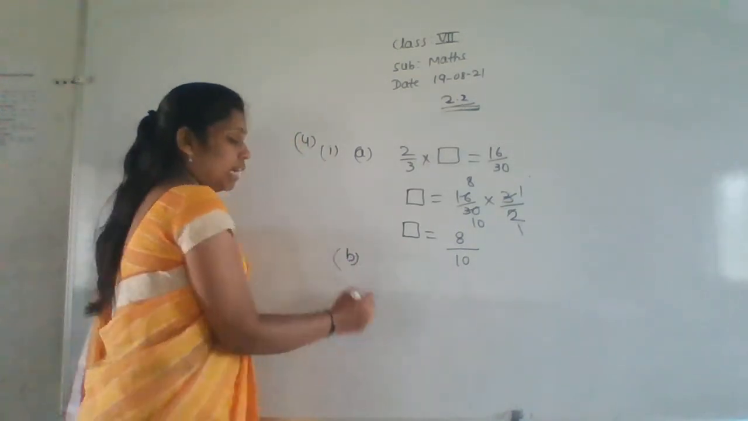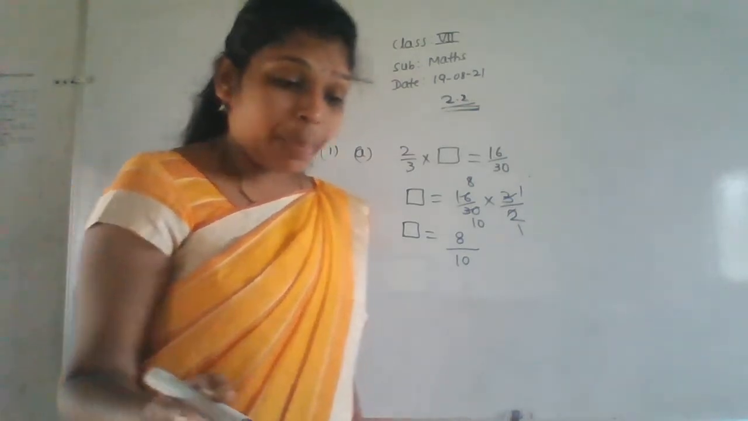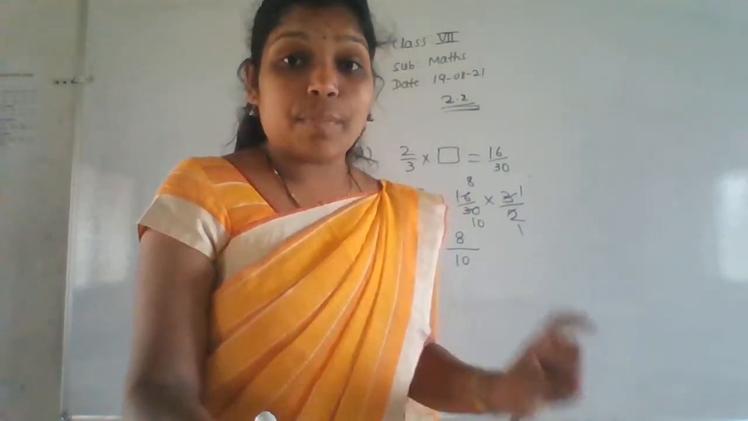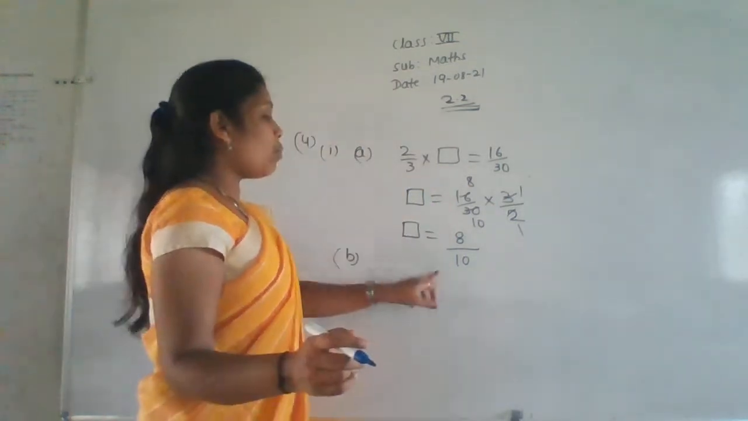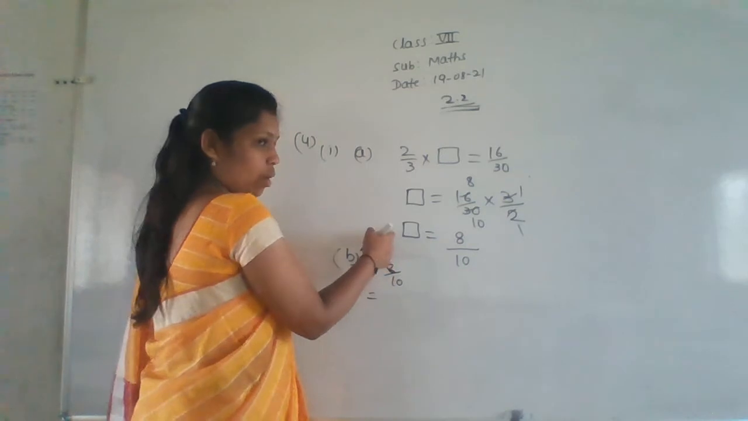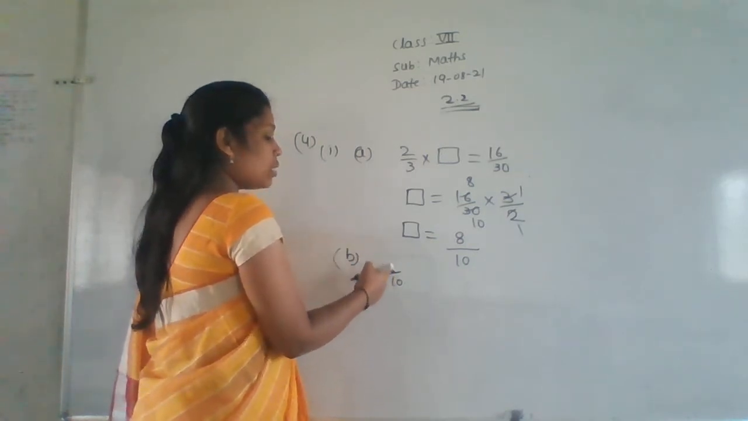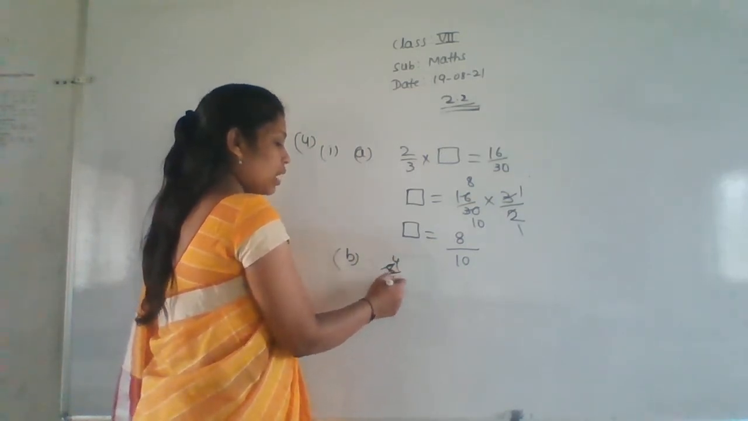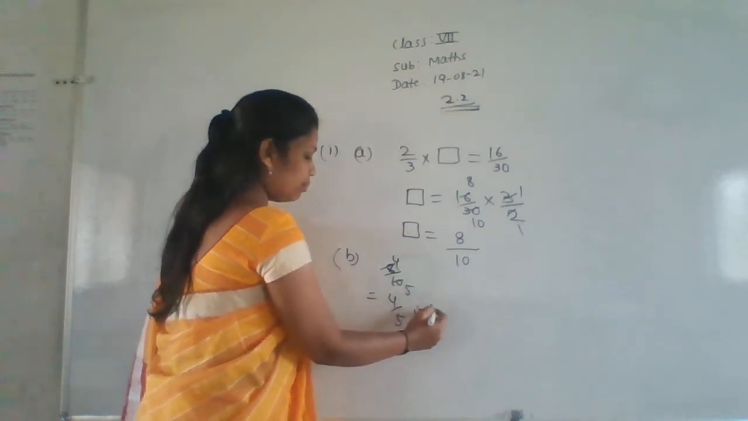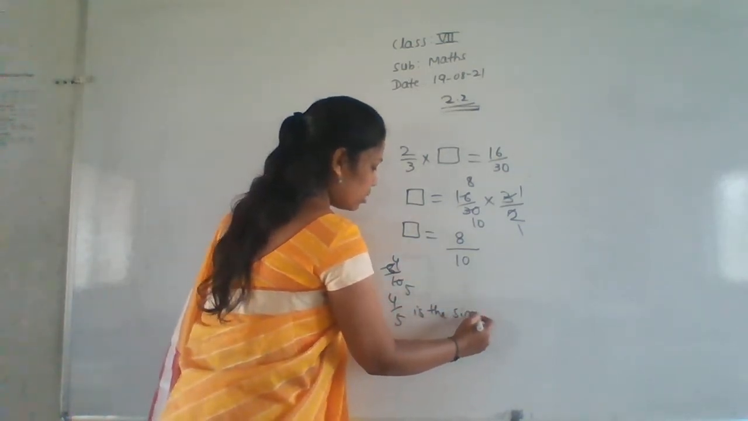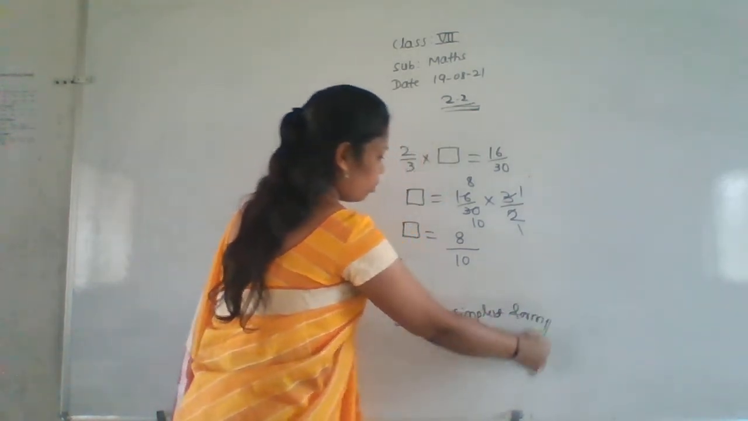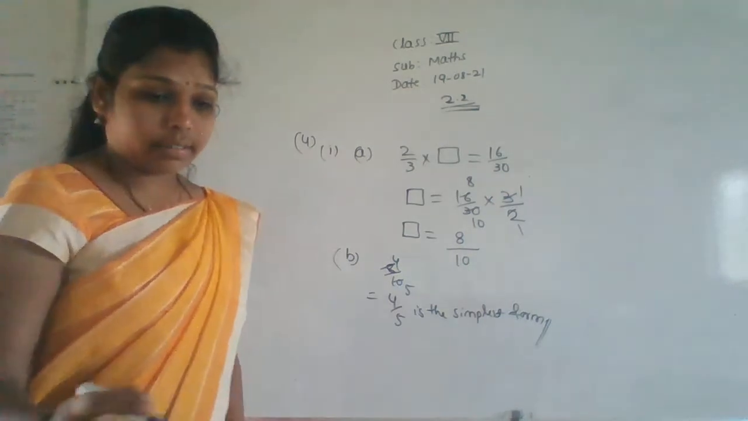Next, again part B one. What did they ask in the B question? The simplest form of the number obtained in the box. What is the simplest form of this fraction? 8 by 10 is the box value. And here, what is the simplest form? 2 fours are 8, 2 fives are 10. So 4 by 5 is the simplest form. Okay, that is the answer.